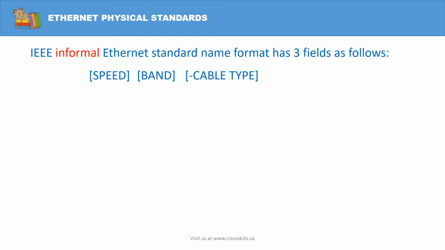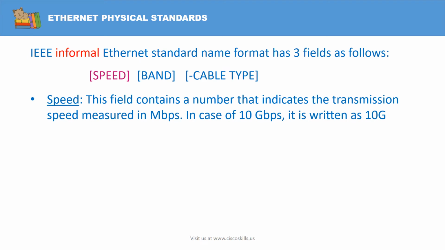The IEEE defines Ethernet physical layer standards with the formal name beginning with 802.3 followed by some suffix letters. However, the formal name makes it hard to figure out the specification. Fortunately, IEEE also has an informal name for Ethernet with the format below. Speed. This field contains a number that indicates the transmission speed measured in megabits per second. In the case of 10 gigabits per second, it is written as 10G.